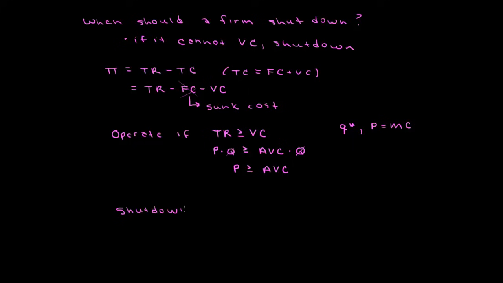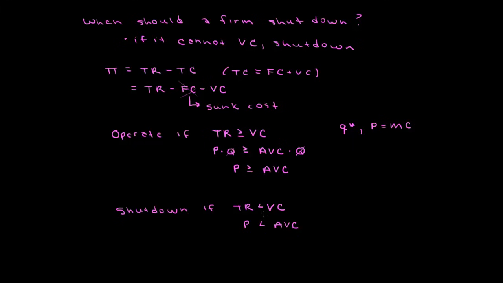And shutting down implies that you are not making enough revenue to cover your variable cost, or alternatively, the price, or the average revenue you receive per unit, is less than the average variable cost per unit.